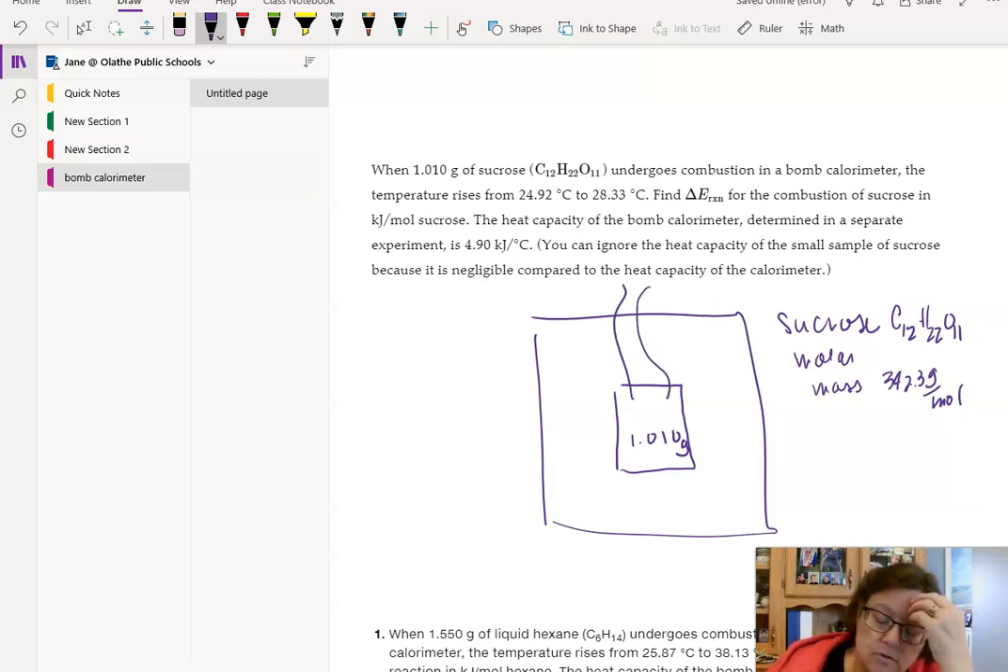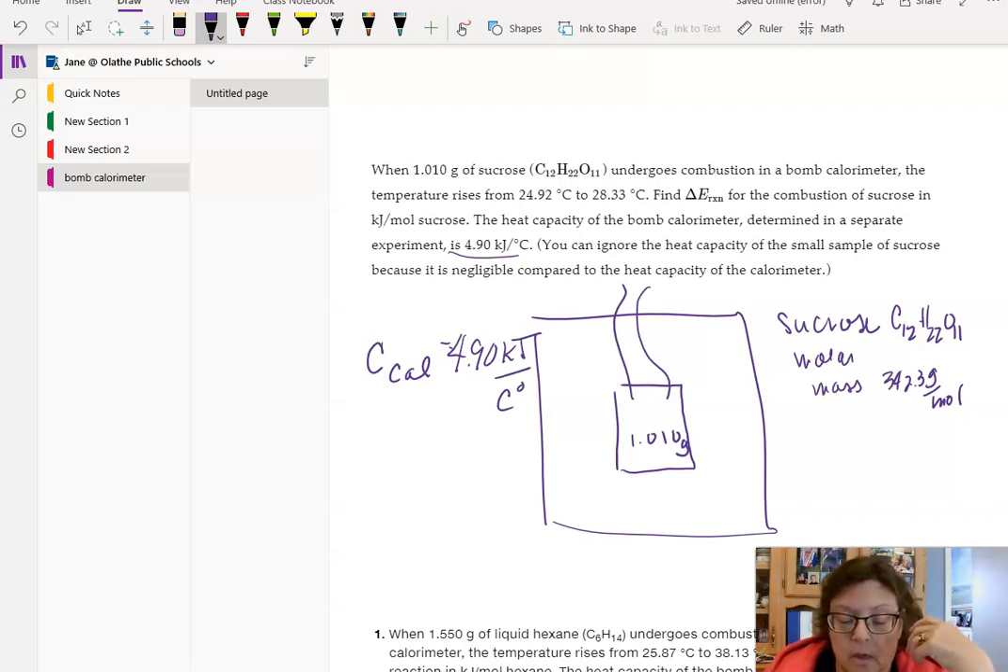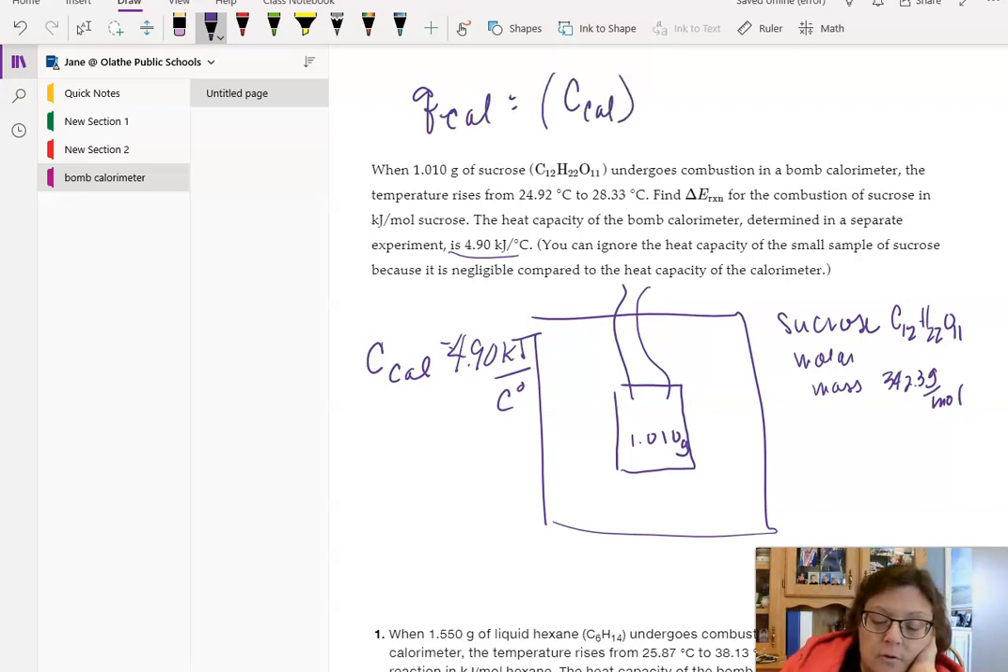The reaction occurs. We discover that the heat capacity of the calorimeter is 4.90 kilojoules per degree Celsius. So the first thing we have to do is figure out the energy of the calorimeter. The energy of the calorimeter is going to be equal to the heat capacity of the calorimeter times the temperature change. The temperature change was 28.33 to 24.92.